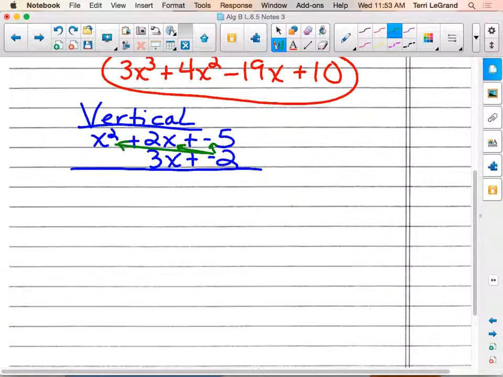Negative 2 times negative 5. Positive 10. Bring down the addition sign. Negative 2 times 2x, negative 4x. Bring down the addition sign. Negative 2 times x squared. Negative x squared. Everybody's doing this, right? Let's go. Come on. Okay, go ahead and do the second line now. You do the second one.